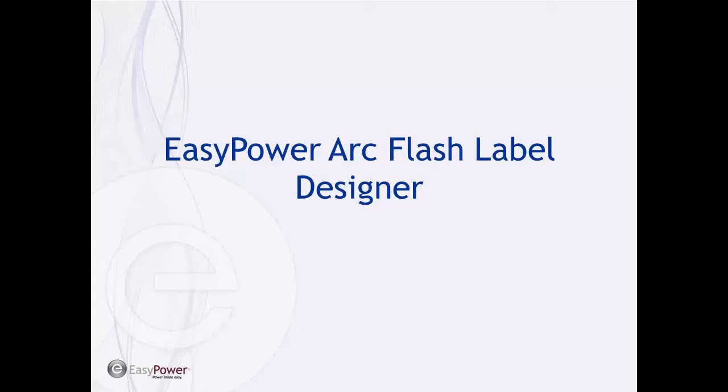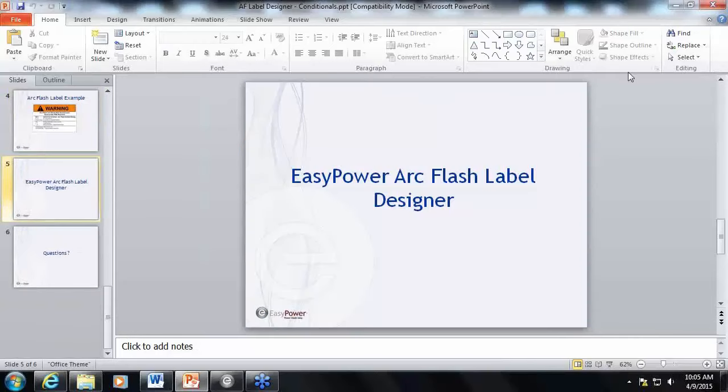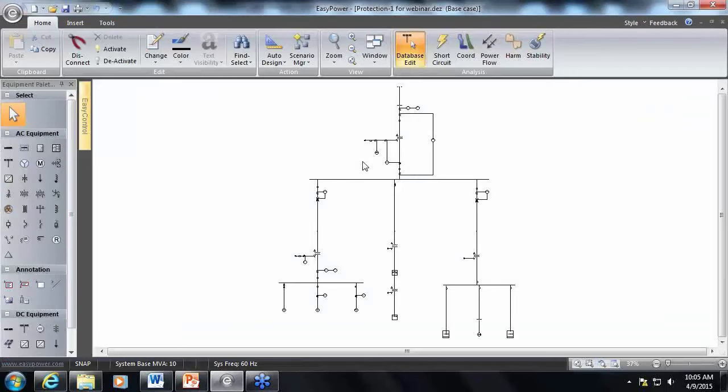And so now we'll get into EasyPower and look at some of the different operations that are available in the label designer. So I will get out of this and go into EasyPower. For this presentation, I am just going to be using the Protection 1 file that you can find in the samples with a slight modification that you'll notice later. If you want to play with some of this after the presentation, this is the file that I'll be using.